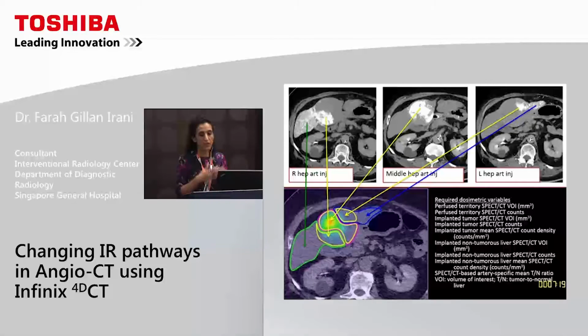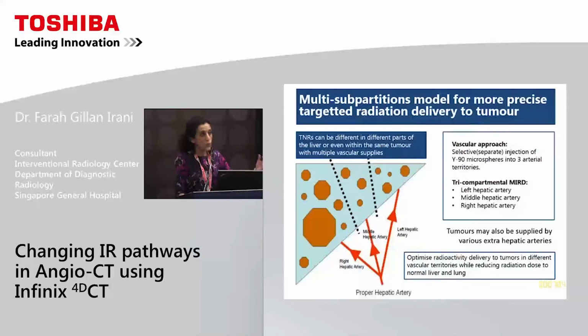And when you have the counts and the volume, you have the count ratio, which will then give you your tumor to normal liver ratios. This will then go into a very complex program, which I haven't shown here, which is on our website, which will help you calculate your dosimetric dose. So with this, you come to what is known as the multi-subpartition model for more precise targeted radiation delivery.